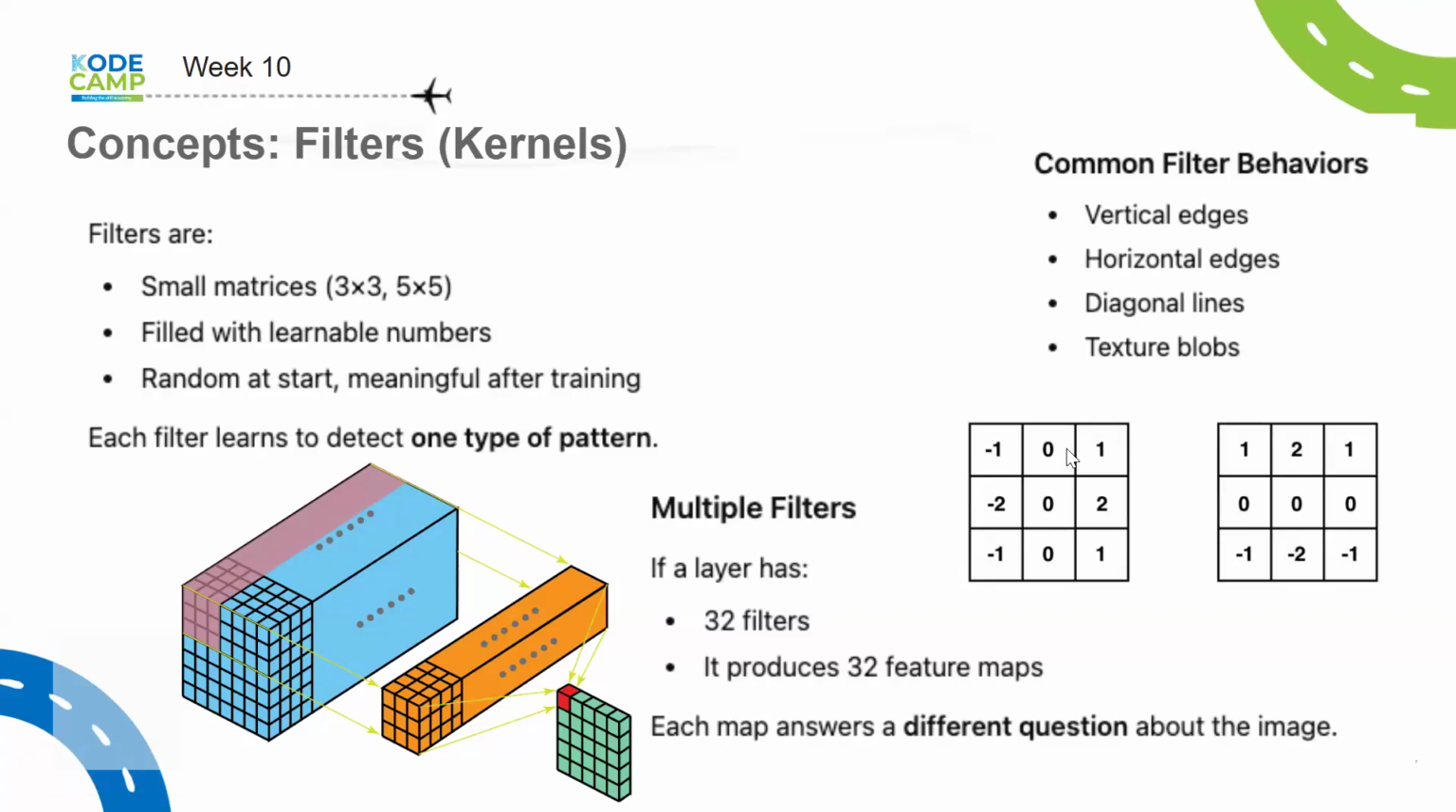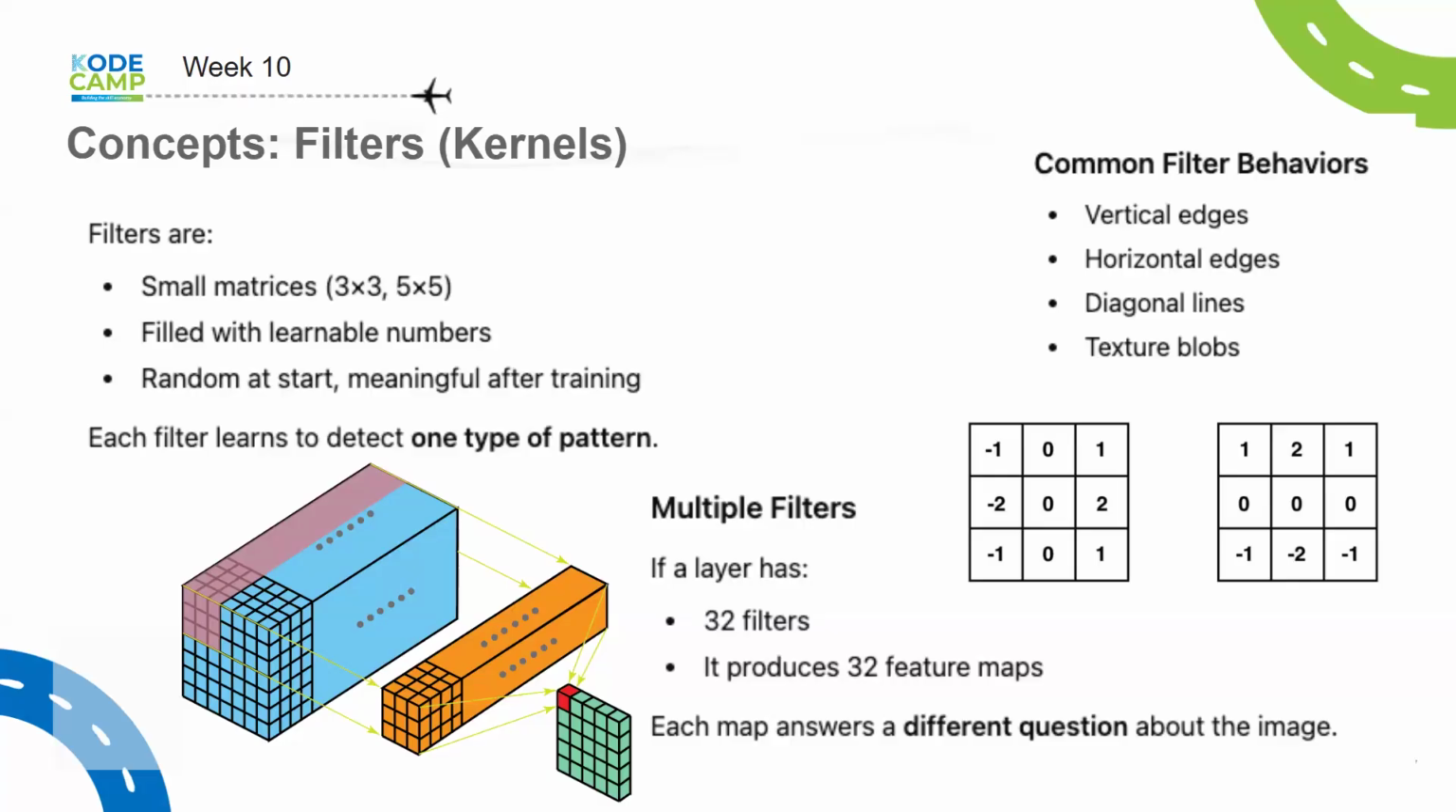Right. So some of the behaviors like you see here, you can detect a vertical edge, a horizontal edge, a diagonal line, texture, blocks, a lot of things, right? There are so many things a kernel will learn or a filter will learn, right? So when you now stack all of these kernels and you have a filter, then you have a filter being able to learn multiple patterns. So if you have 32 filters, it's going to produce 32 feature maps, right? A feature map is a terminology for the output that comes out from a kernel.